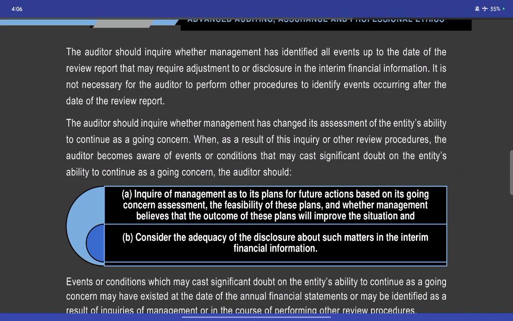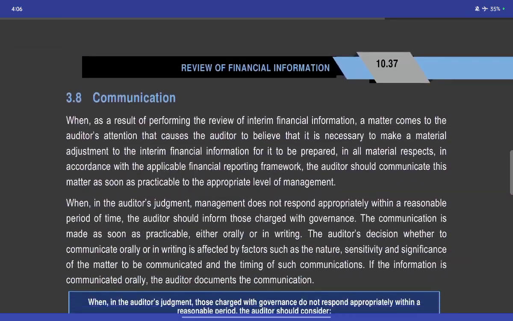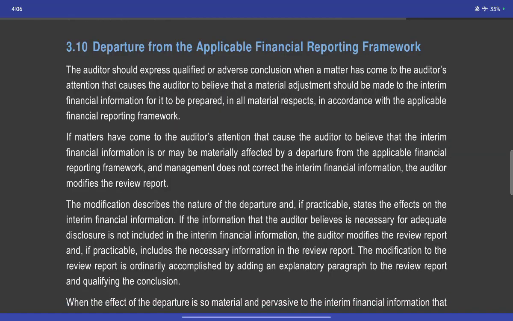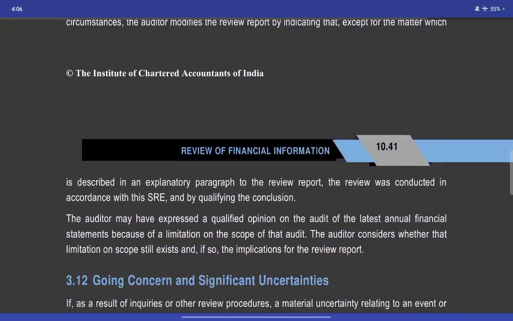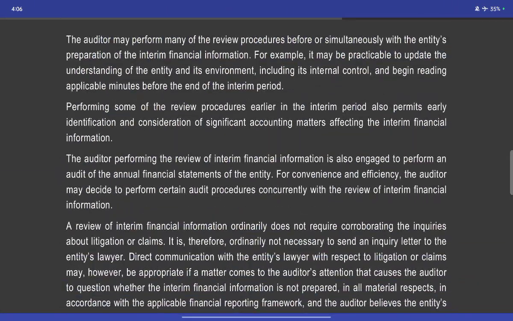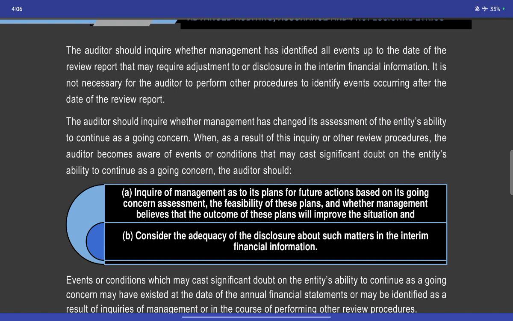The auditor should inquire whether management has identified all events up to the date of the review report that require adjustment or disclosure in the interim financial information. It is not necessary for the auditor to perform procedures to identify events occurring after the date of the report. The auditor should inquire whether management has changed its assessment of the entity's ability to continue as a going concern.